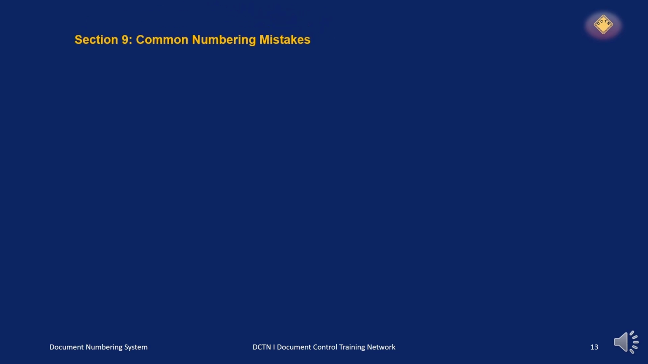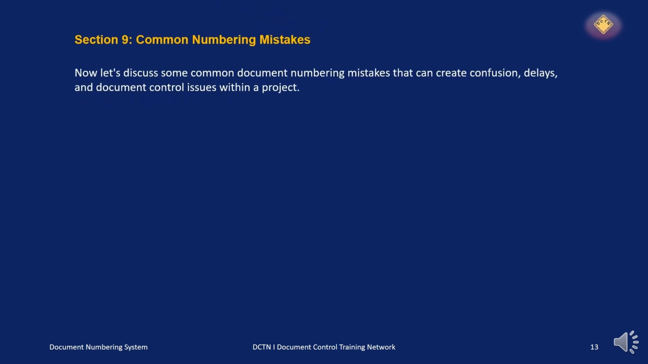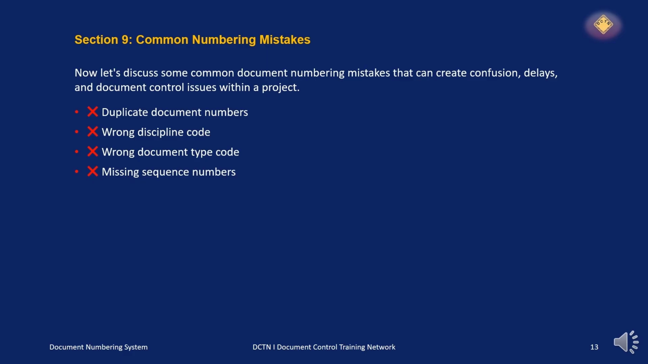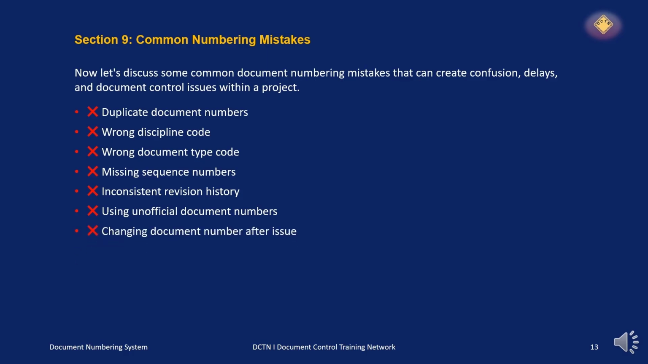Now let's see common numbering mistakes. We will discuss common numbering mistakes that can create confusion, delays, and document control issues within a project. Here are some examples. Duplicate document numbers, wrong discipline code, wrong document type code, missing sequence numbers, inconsistent revision history, using unofficial document numbers, changing document numbers after issue, using incorrect project code.